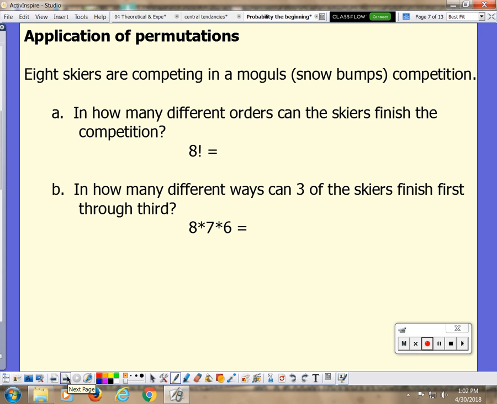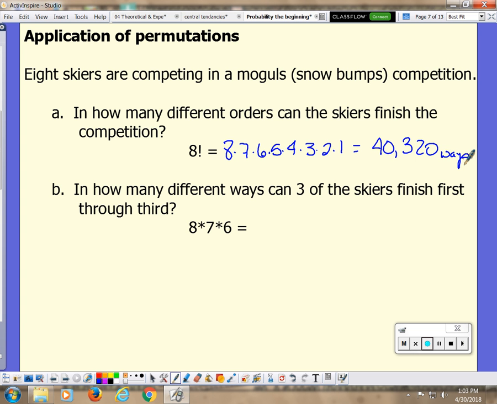So 8 skiers are competing in moguls. Moguls are the snow bumps when you're talking about the Olympics. In how many different orders can 8 skiers finish the competition? Well, I'm counting every order they could come in. So 8 factorial, so that would be 8 times 7 times 6 times 5 times 4 times 3 times 2 times 1, which equals, and you're going to put that in your calculator, and you're going to come up with a number. What number do you come up with? You come up with 40,320 different ways in which they can come in.